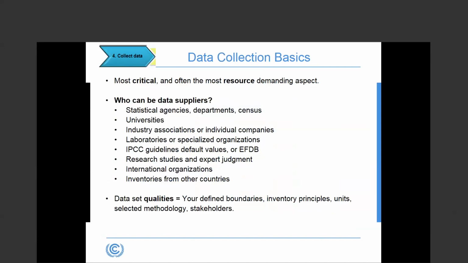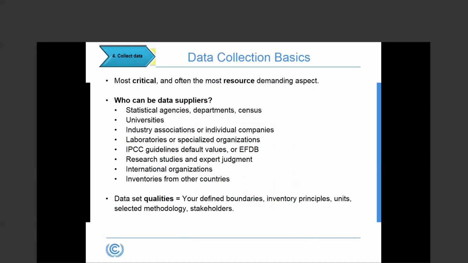Activity data are typically collected through statistical agencies, departments, and census. They can be collected from academia, like universities, or industry associations or individual companies and firms. They can also be obtained from laboratories or specialized organizations.